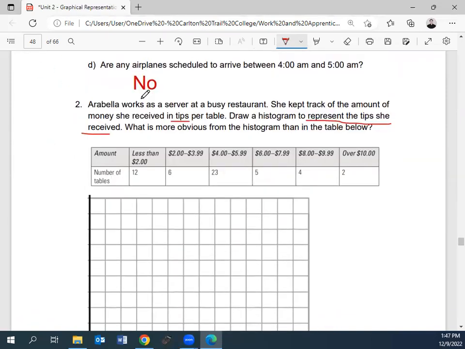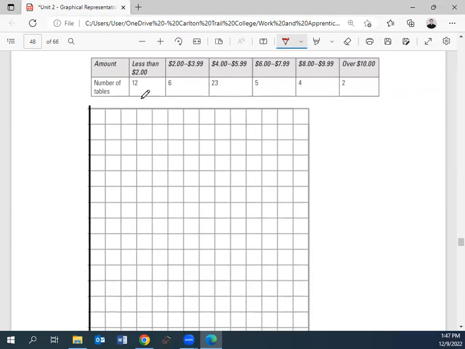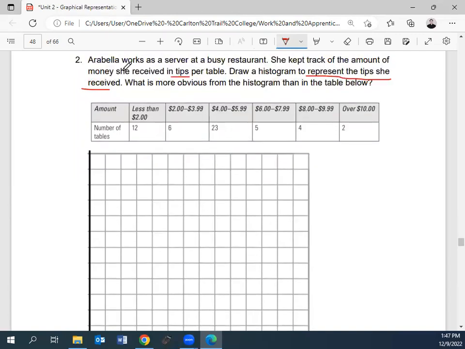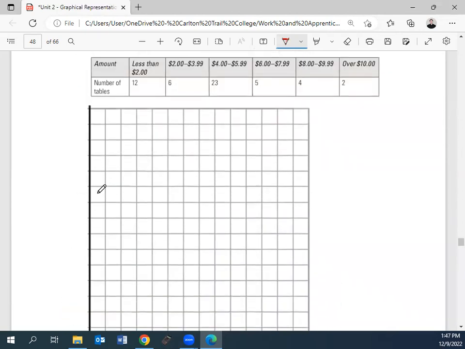So the number of tables is on this side, right? That's a really good question. So number of tables versus the amount here. Can I put it that way? You could, to be honest with you. The nice thing about tables is you can represent it any way you want. Some of them might look better than others. So if I'm looking at amount, I know one of these has to be on the x-axis and one of these has to be on the y-axis.